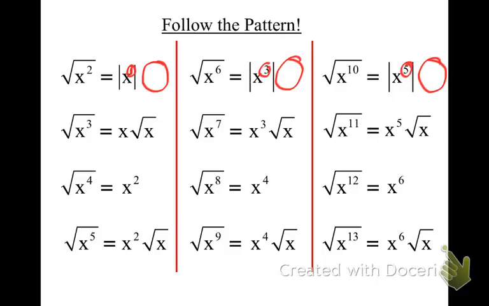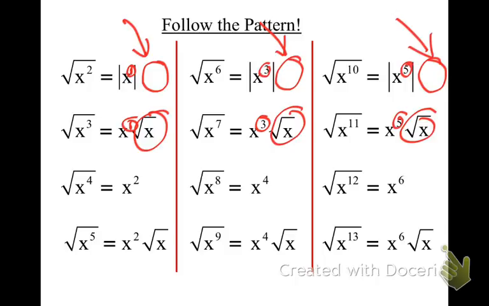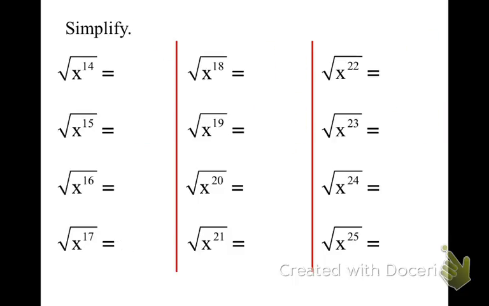Whereas you can see here I have an odd number, but there's something else to multiply it by. Does that make sense? So the only time we use the absolute value is when it's odd and there's nothing else to multiply it by, and when the result is odd. Is that okay? Questions? Okay. You try the next page.